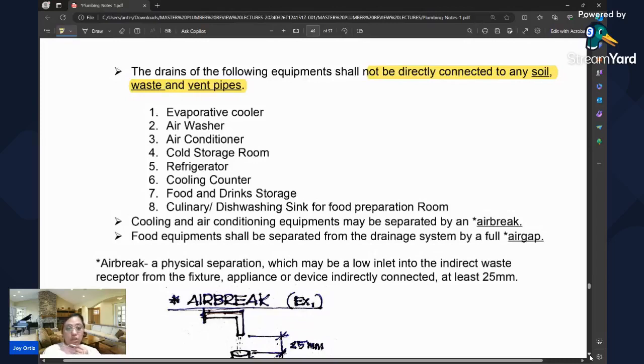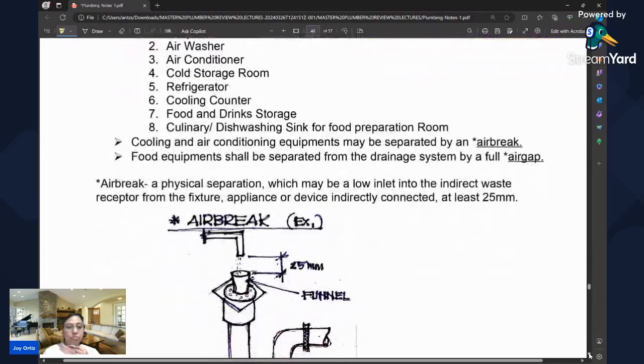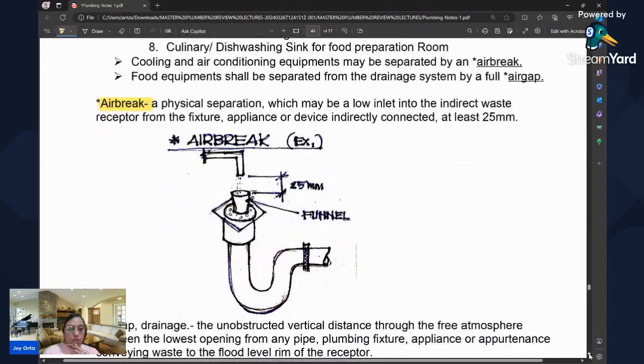So, cooling and air conditioning equipment may be separated by an air break, and food equipment shall be separated from the drainage system by a full air gap. Okay, ano po yung tinatawag natin na air break? This is a physical separation which may be a low inlet into the indirect waste receptor from the fixture, appliance, or device indirectly connected, at least 25 millimeters. So, air break, example, yan po yung example natin. There's a 25 millimeter, then that's the funnel, and that's it. And the pipe, yeah, connected to the pipe.